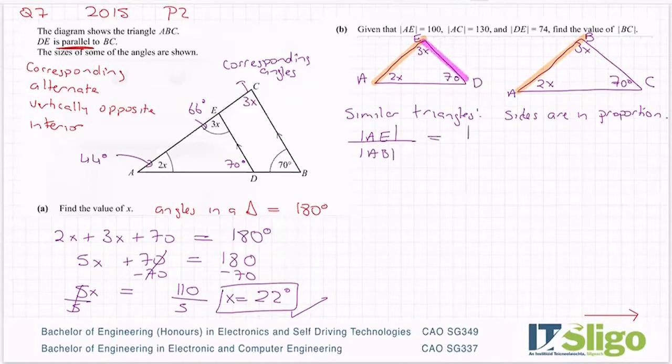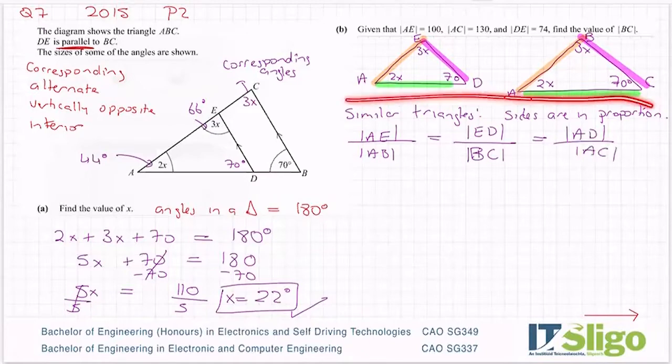The sides on the right are in proportion: ED over BC, and because I started with the smaller triangle on the top, I have to keep the smaller triangle on the top all the way across. That's also equal to the bottoms lining up, AD over AC. Okay, so that's what the theorem on similar triangles tells me. Their sides are in proportion.